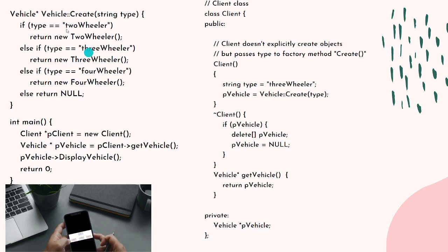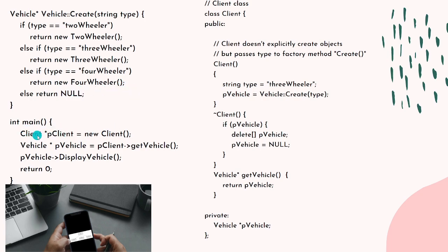All we need to do is to design the factory method. Here the factory method is create and the argument is a string. So if the type matches two-wheeler, then it simply returns a two-wheeler object. Else if three-wheeler, it returns a three-wheeler object, or it returns a four-wheeler object.